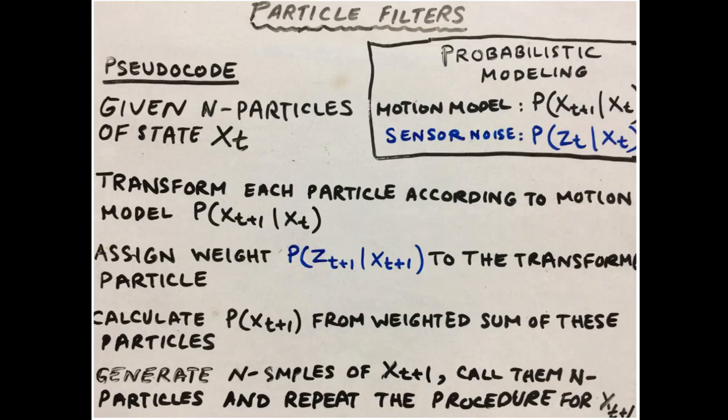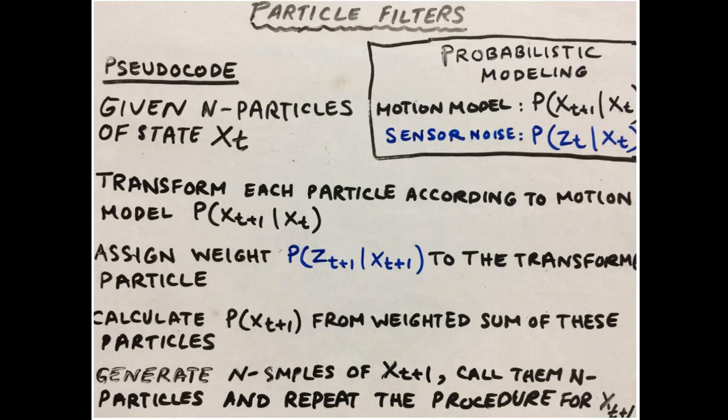So if I want to describe how particle filters should be implemented in the software, here is a summary, or a pseudocode. You start with n particles of the state variable xt. What do I mean by this statement? Because the state xt is a random variable, I'm going to take n samples of this random variable, and I'm going to call them particles.